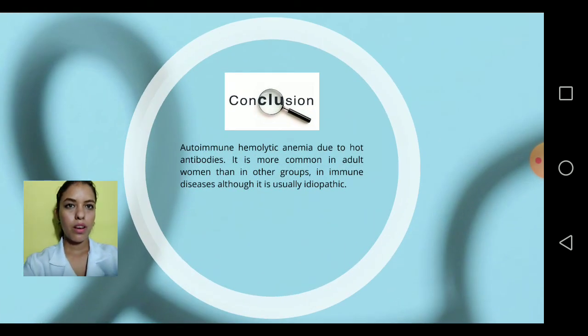Conclusion. Autoimmune hemolytic anemia due to warm antibodies is more common in adult women than in other groups in immune disease, although it is usually idiopathic.